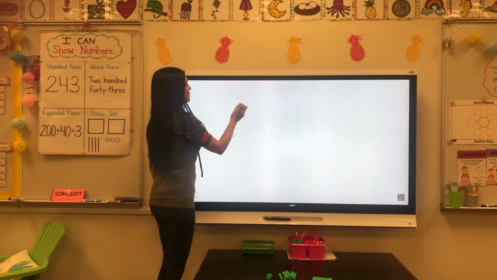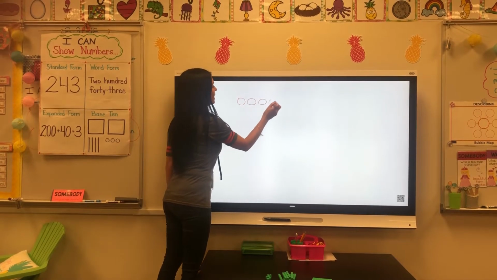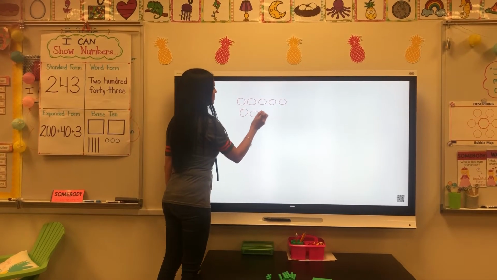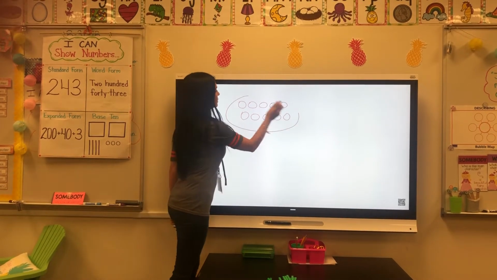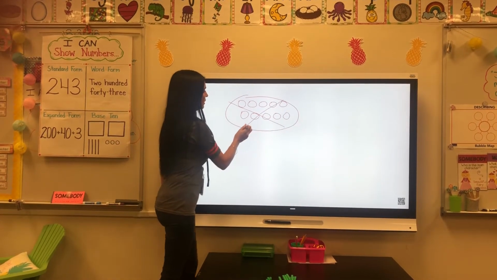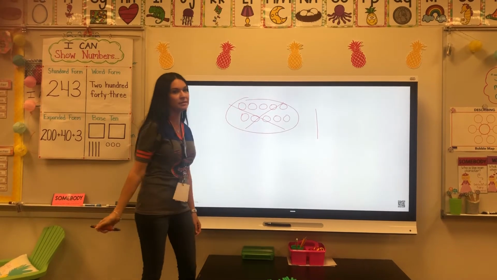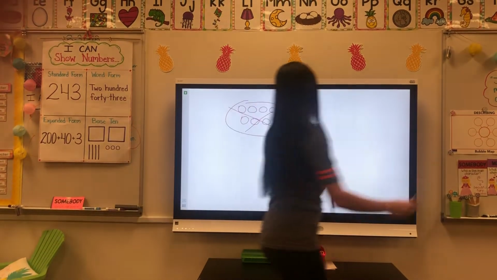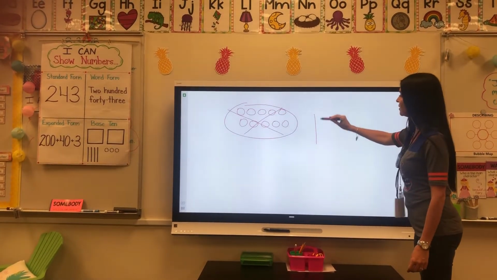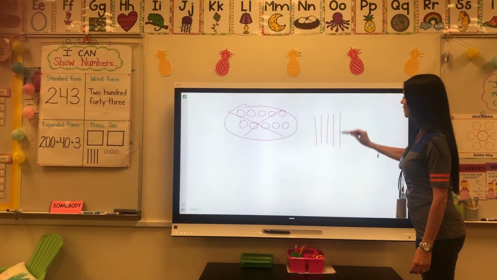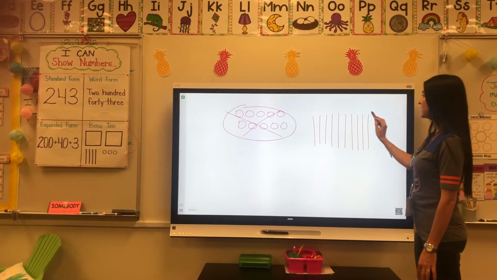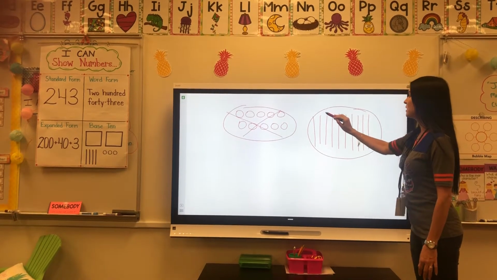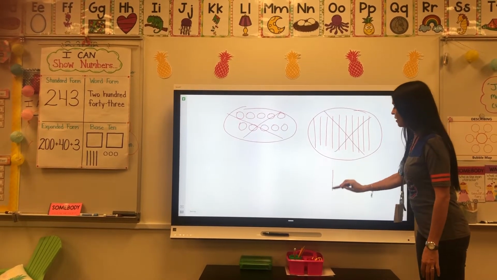The next important thing to know is that if you have 10 ones, we're going to get rid of those and turn it into a 10. Same way, if we have 10 tens, we don't want 10 tens, we want to get rid of those, and we're going to make 100.